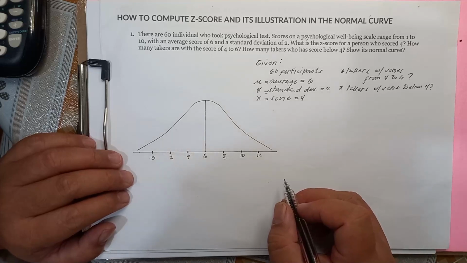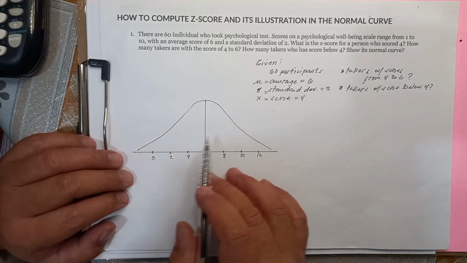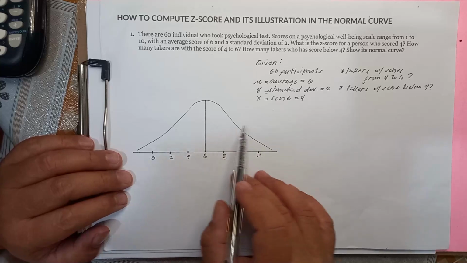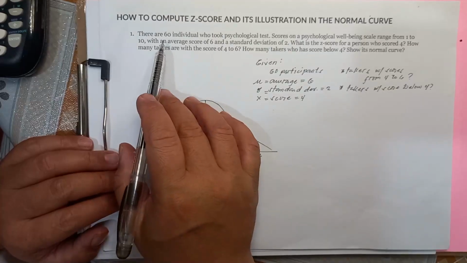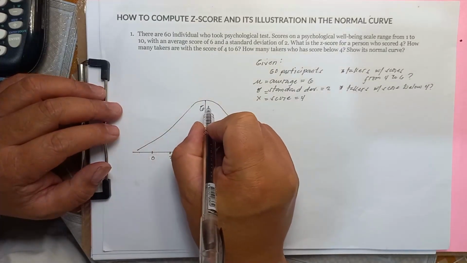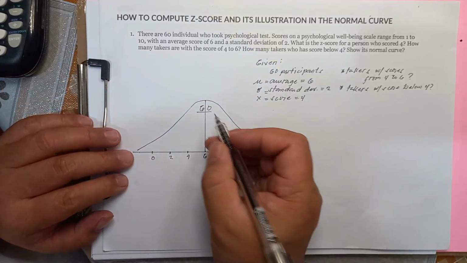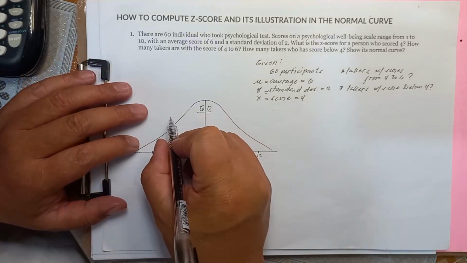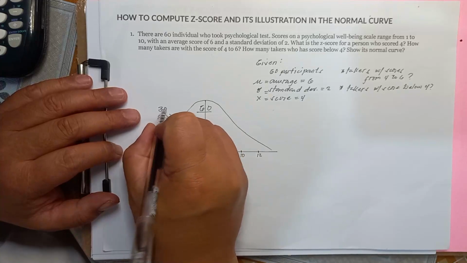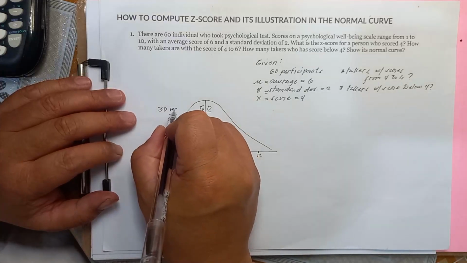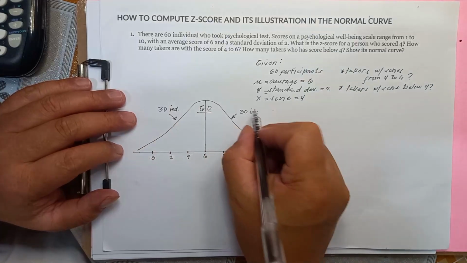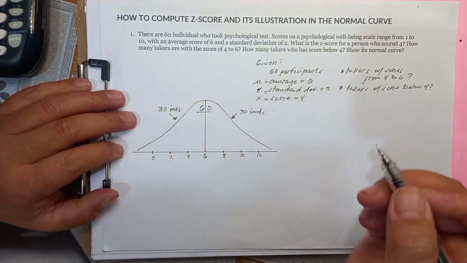One property of the normal curve is that it is symmetrical, meaning the right side is equal to the left side. So if there are 60 participants, it follows that the left side of the curve has 30 individuals, and the right side is the same, 30 individuals. So that is the illustration.